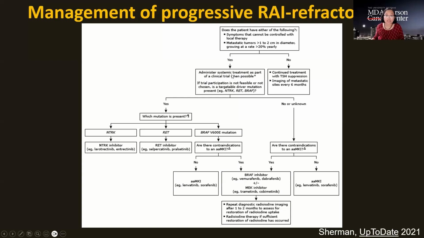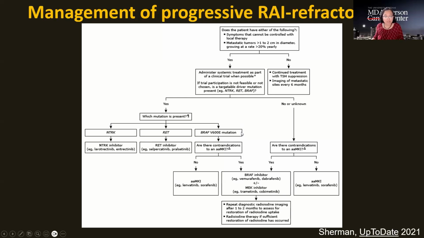And if it's growing, then you would either consider a clinical trial, or if clinical trial participation is not an option because you don't have a center close by, or it is too much travel, or whatever the reason might be, then look for the driver mutation. Do they have an NTRK, a RET, or a BRAF V600E mutation? Because there are drugs commercially available now, so you don't need to go too far. You get these through insurance. So instead of bombarding with more and more radioiodine, there are novel treatments available and covered by insurance. So why not use those?